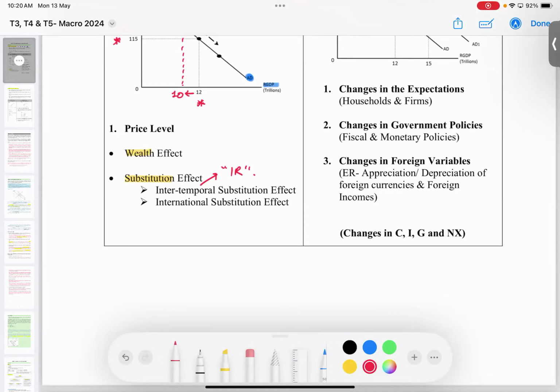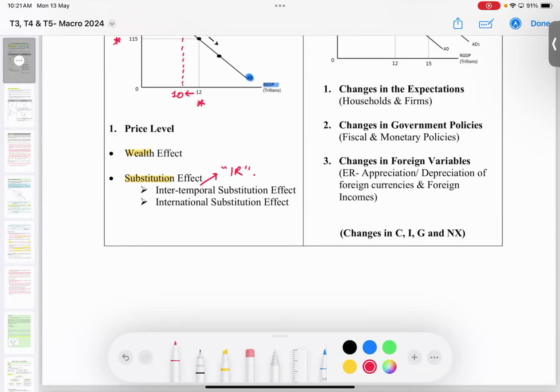So you can understand it from a theoretical perspective first. When we talk about intertemporal substitution effects, it means that, for example, the price level becomes higher. That means you need to use more money to buy goods and services. You need to spend more because things become more expensive when there's a rise in the price level.